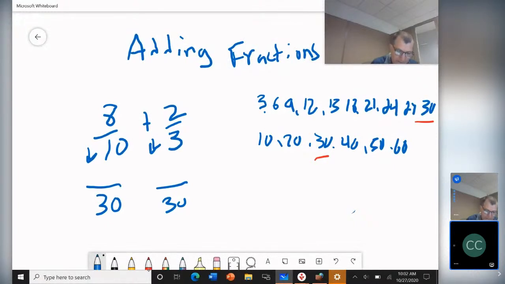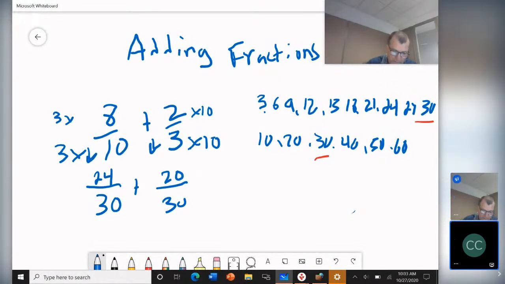So 30 is now going to be our denominator. What times 10 equals 30? 3 times 10. If we multiply the bottom times 3, we have to multiply the top times 3, so that's going to be 24. And 3 times what equals 30? That's going to be 10. If we multiply the bottom times 10, we have to multiply the top times 10, so that's going to be 20. So what we get is 44 over 30.